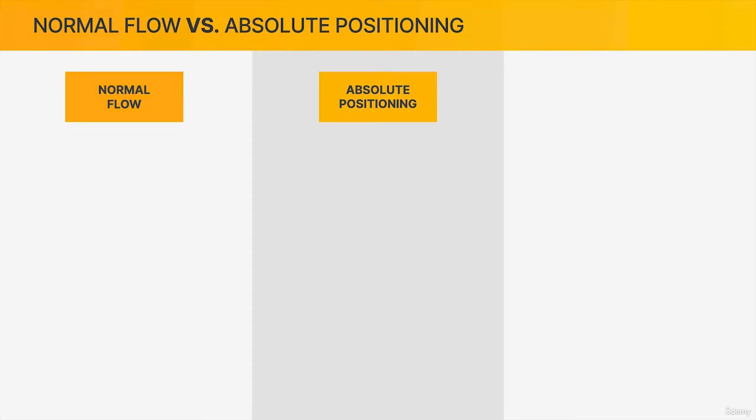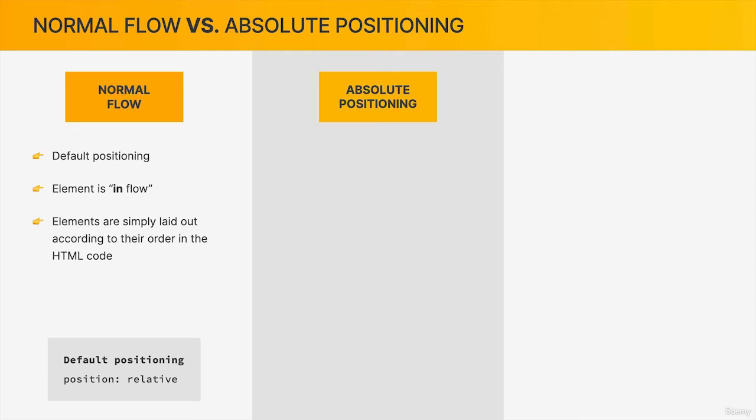So starting with normal flow, it is simply the default positioning of elements on our page. Or we can also achieve the normal flow by setting position to the value of relative. So in this case, we say that an element is in flow, which basically means that the elements are laid out according to the source code in the HTML. So this is very straightforward. It is simply the behavior that we have been seeing up until this point. So just keep in mind that that is called normal flow.